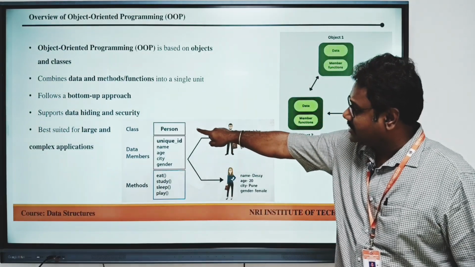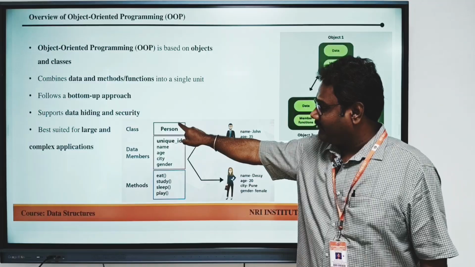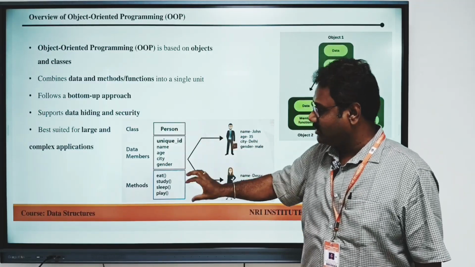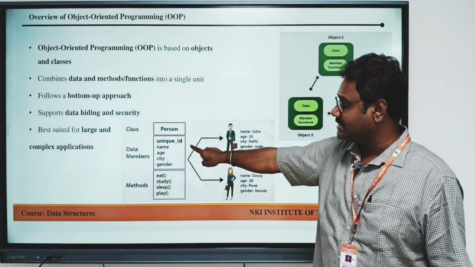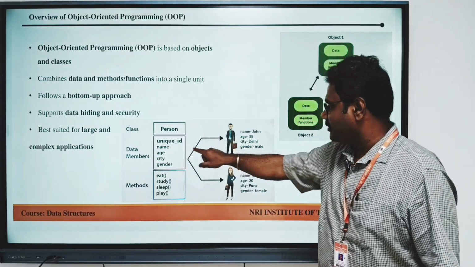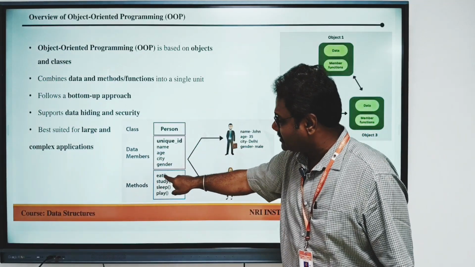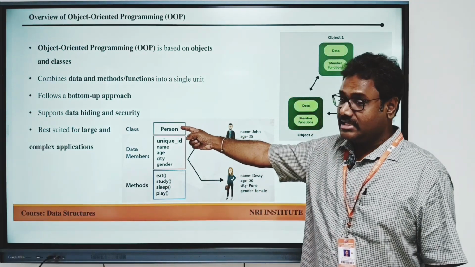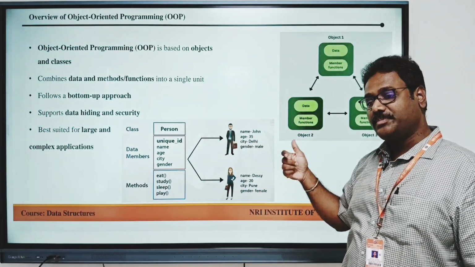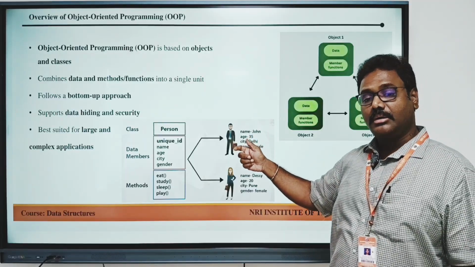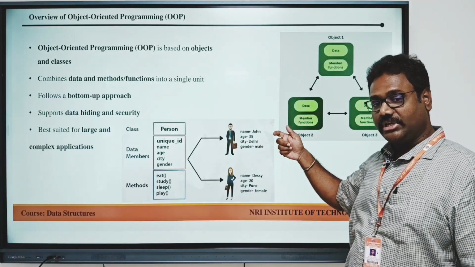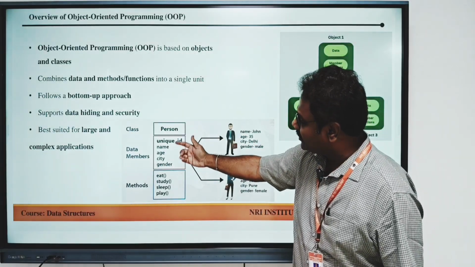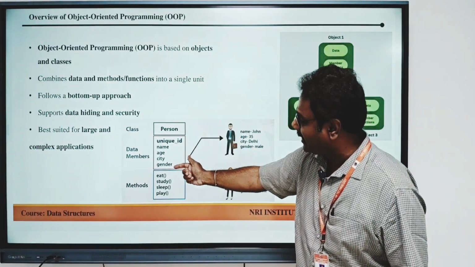So the class is a person, and for every person there will be a unique ID, name, age, city and gender. These are the features or the characteristics we are considering. These are called the data members, and there are methods: eat, study, sleep and play. So you can see here person is general, and in the class person you can have any number of persons with different values in their features. The features are unique ID, name, age, city and gender.